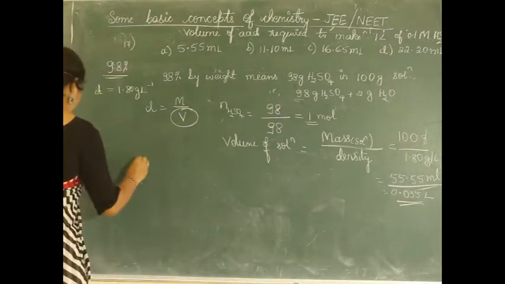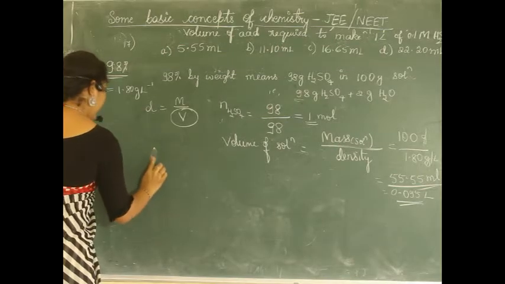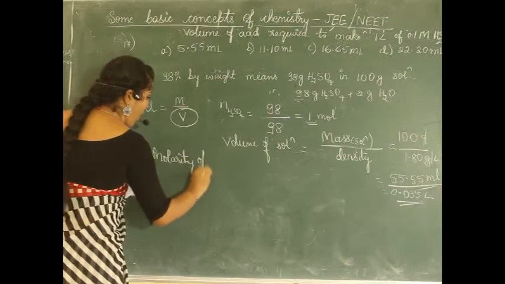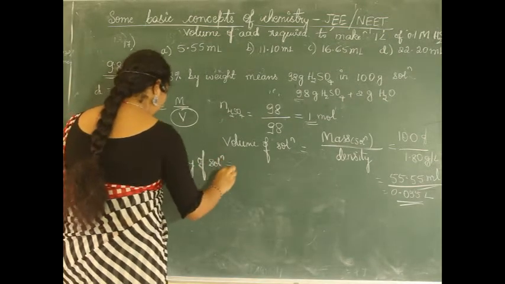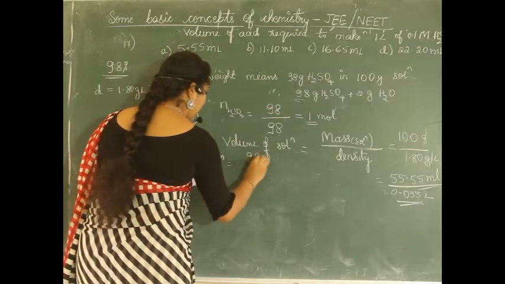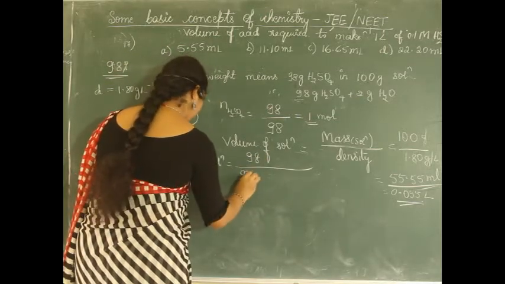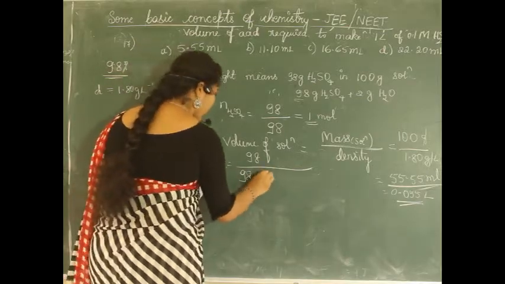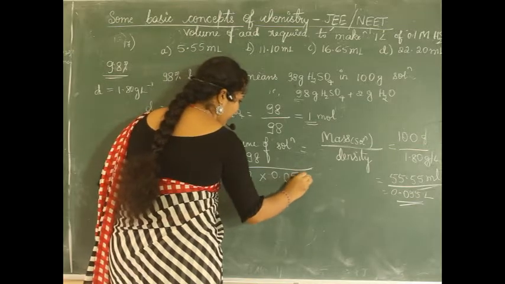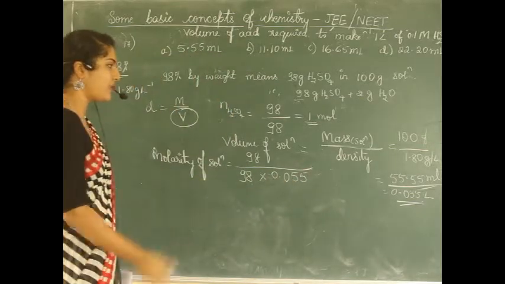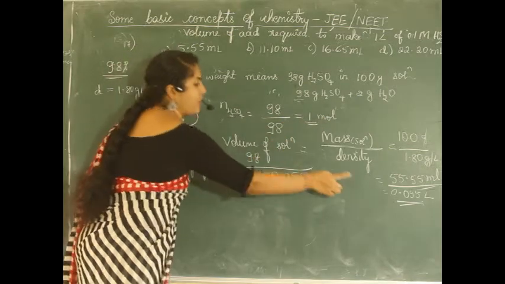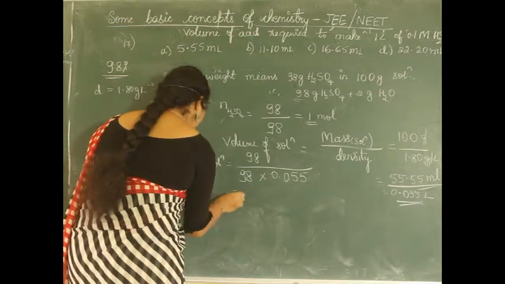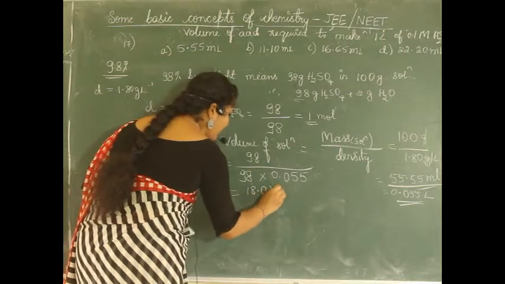Now let us see. We will be using the molarity of the solution. Molarity of solution is equal to number of moles of solute by volume of solution in liters. So you can just write 1 by 0.055. It comes out to be 18.02. So we have got the molarity now.